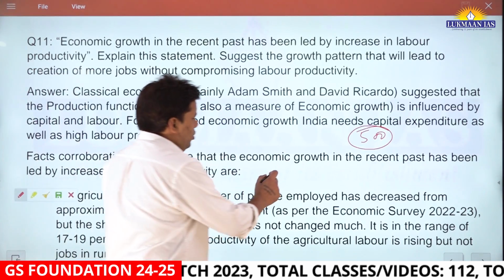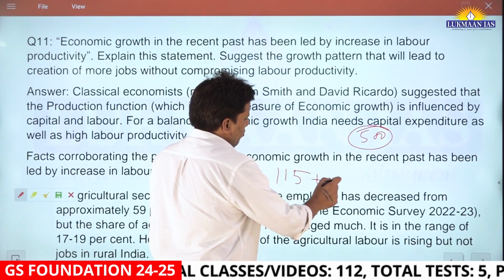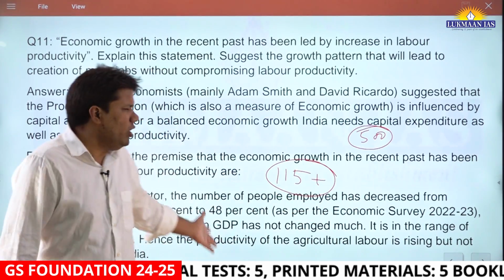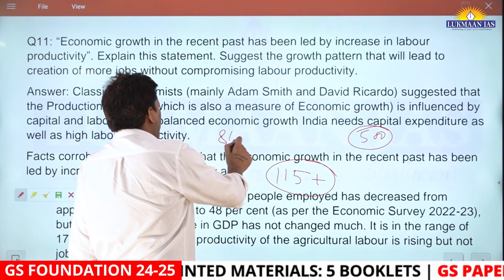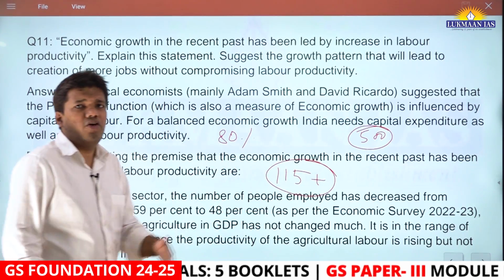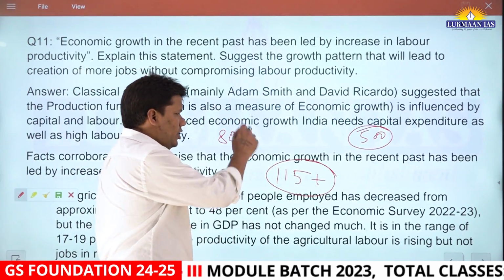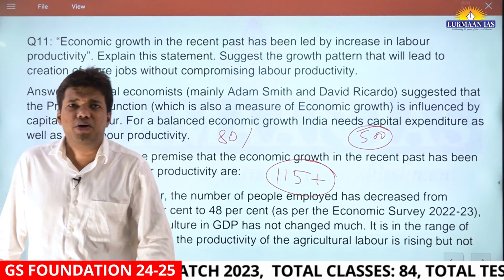Now, one thing you have to remember: if you get a right answer like this, nobody in this world can stop you from getting 115 plus marks in GS3. That's what we want to assure you. Not only that, even if you write 80% of this quality, nobody will stop you.